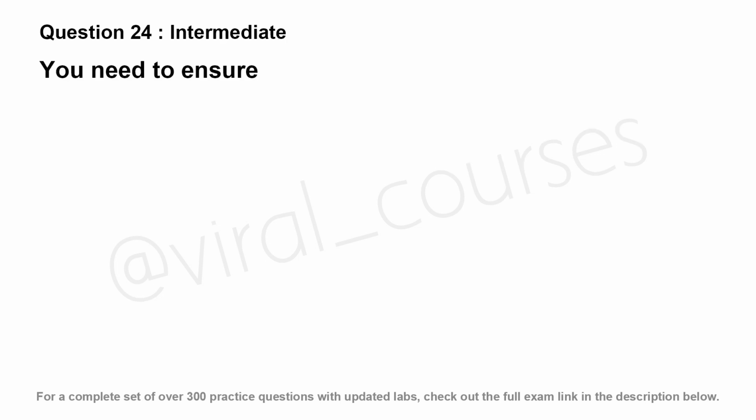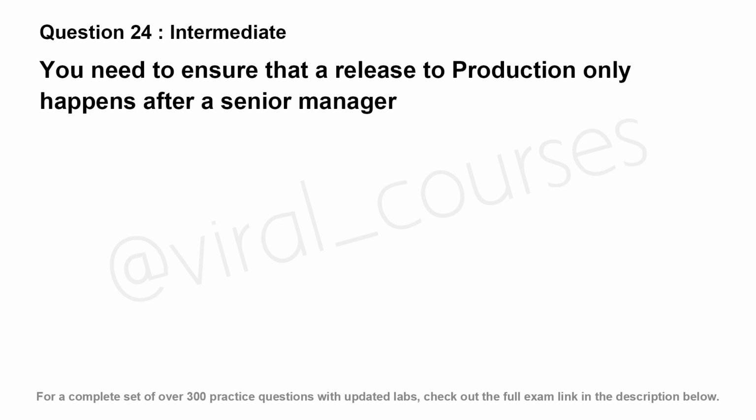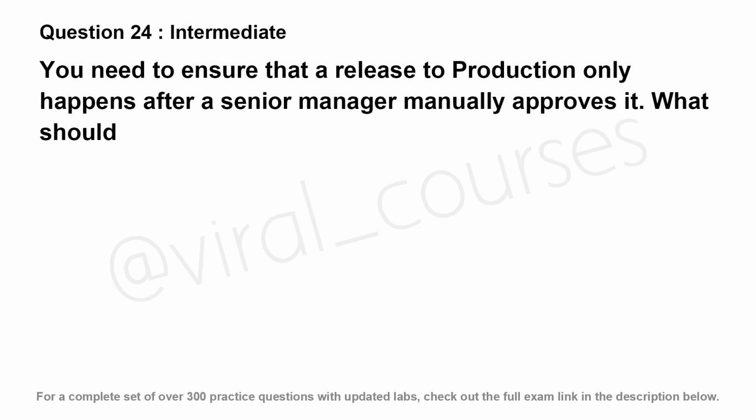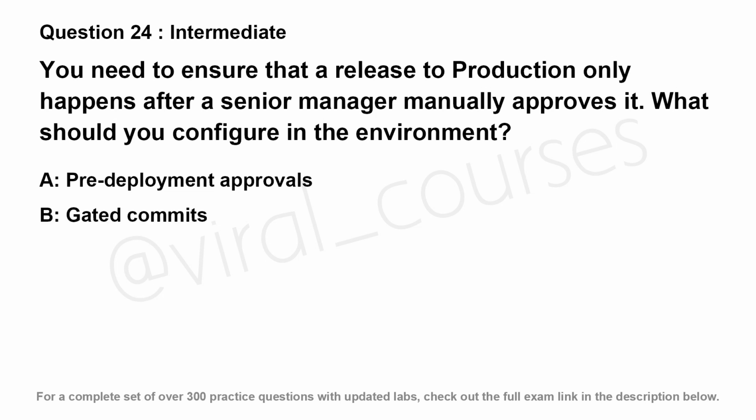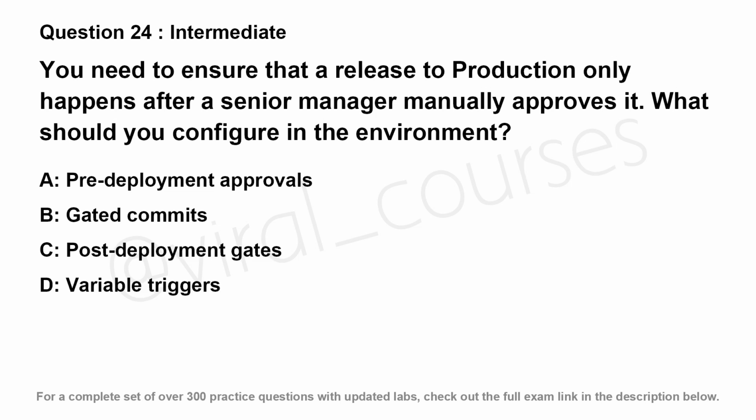You need to ensure that a release to production only happens after a senior manager manually approves it. What should you configure in the environment? Option A, pre-deployment approvals. Option B, gated commits. Option C, post-deployment gates. Option D, variable triggers.